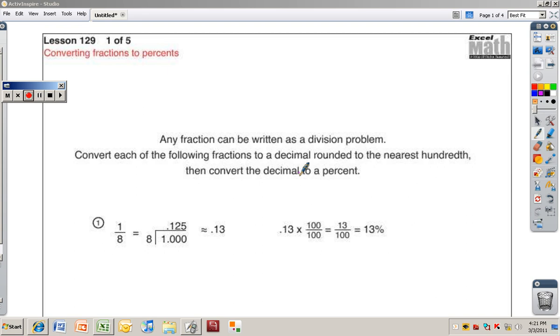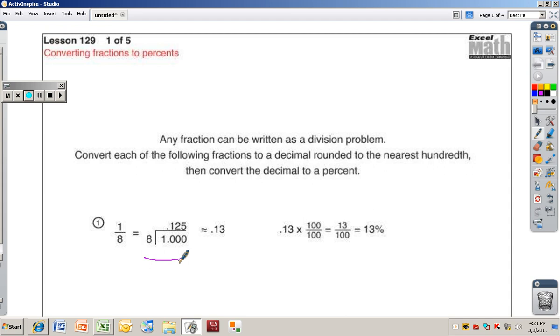6th grade Excel, lesson 129, converting fractions to percents. This is kind of a repeat of what we did before, and actually it's what I showed you a little taste of two lessons ago. You guys remember that way back two days ago? Okay, any fraction can be written as a division problem.